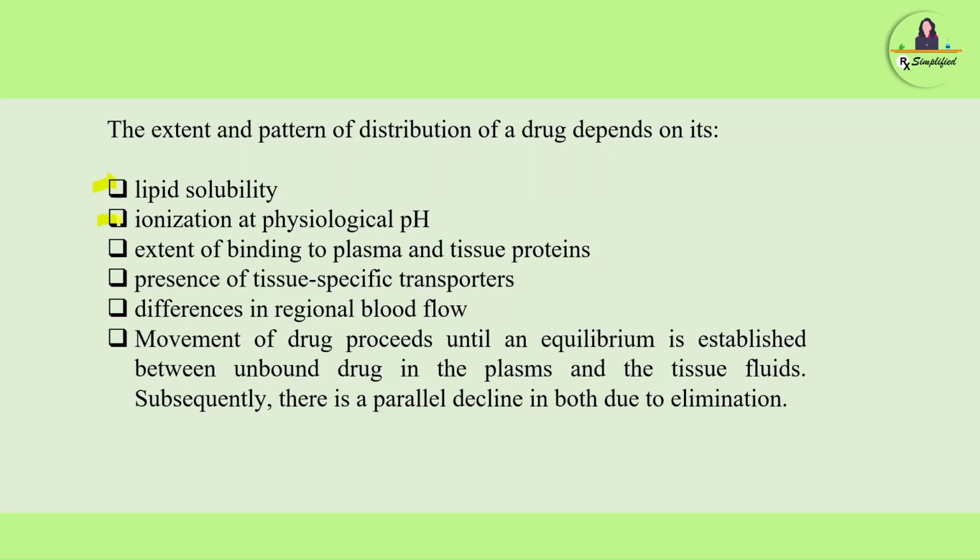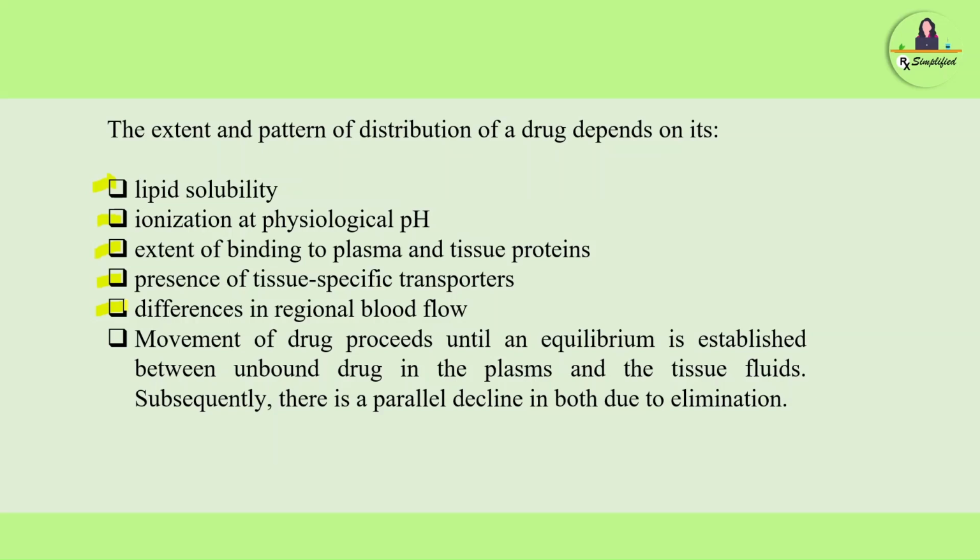This converts the drug to free form. The more free form of drug, the more easily the drug is distributed. Fourth is the presence of tissue specific transporters. With specific receptors, drugs are easily transported. Fifth is the differences in regional blood flow. More blood flow, more amount of drug is distributed.